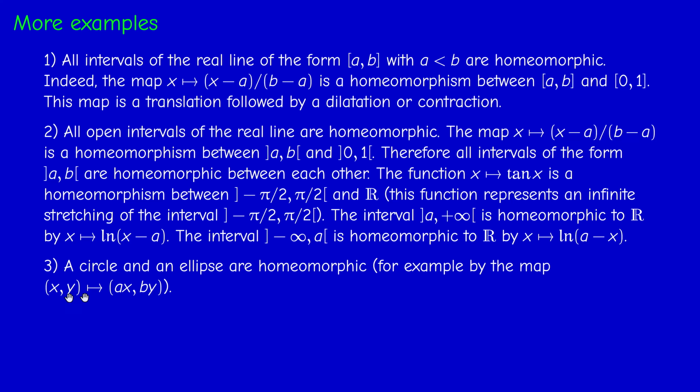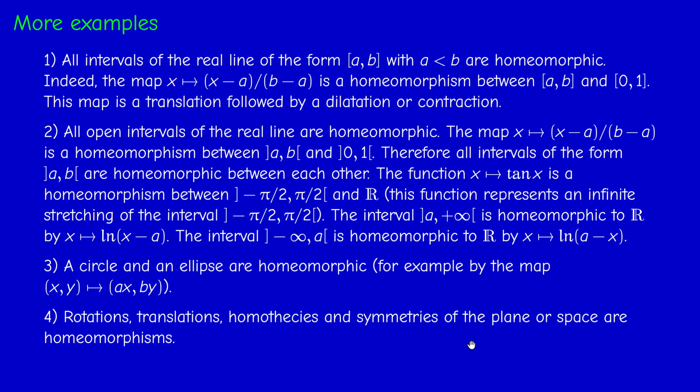Okay, so what does it represent? It represents a stretching or contraction in the direction of x by a factor a, and the same thing in the direction of y. So two homeomorphisms, if you like. If a is less than 1, then this is a contraction. If a is bigger than 1, then this is a stretching. So it should be clear that a circle and an ellipse are topologically the same. They are homeomorphic. They have the same form or the same shape, if you like. Think of it in geometric terms.